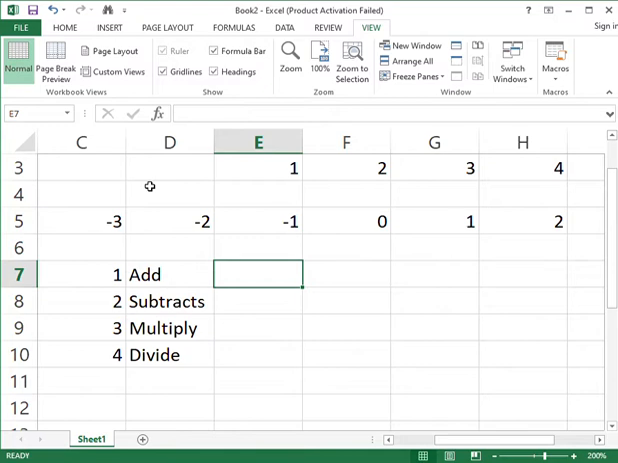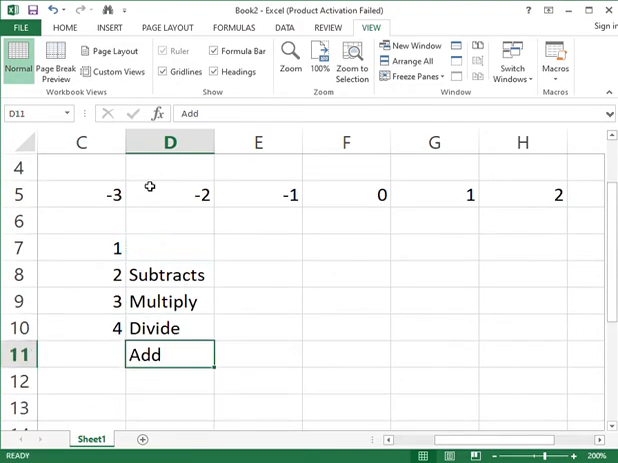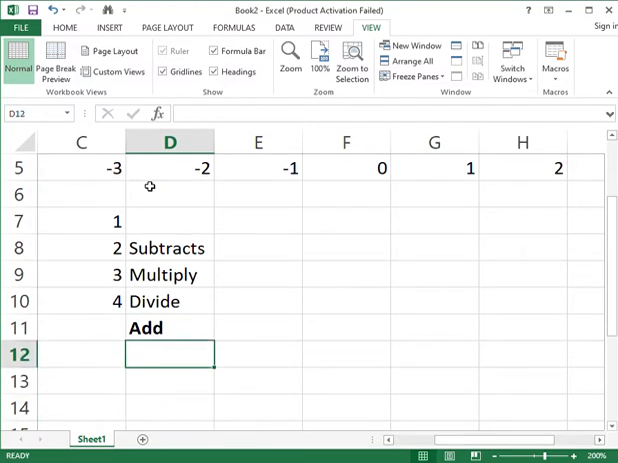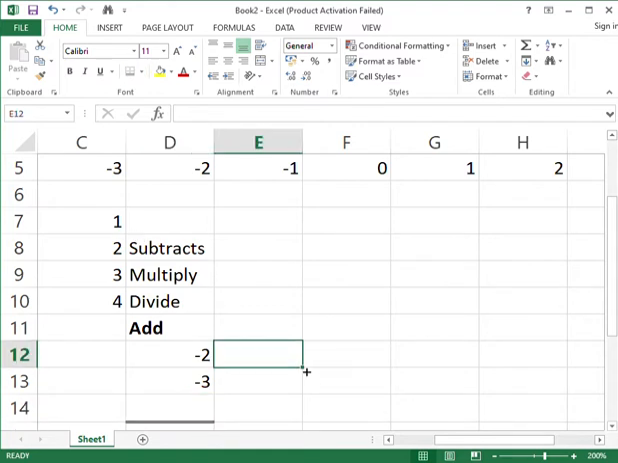Okay, so let me begin with how we add the integers. In addition, you see -2 and -3. How do we add these two? Adding these is very simple. Let me put a format here.